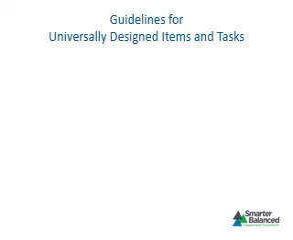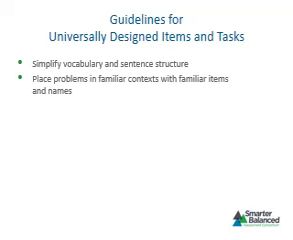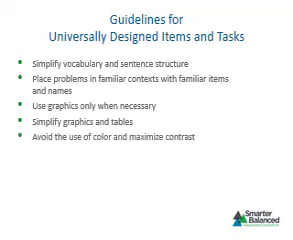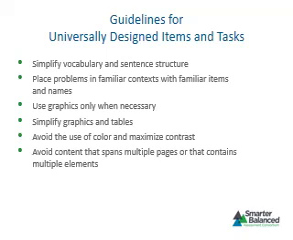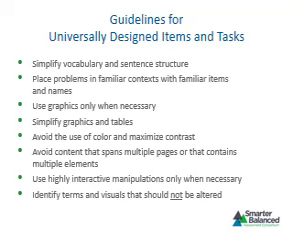While item writers and reviewers should be familiar with all of the concepts explored in the General Accessibility Guidelines, here are a subset of the guidelines that should be kept in mind when writing and reviewing items and performance tasks. These include: simplify vocabulary and sentence structure. Place problems in familiar contexts with familiar items and names. Use graphics only when necessary. Simplify graphics and tables. Avoid the use of color and maximize contrast. Avoid content that spans multiple pages or that contains multiple elements. Use highly interactive manipulations only when necessary. And identify terms and visuals that should not be altered.